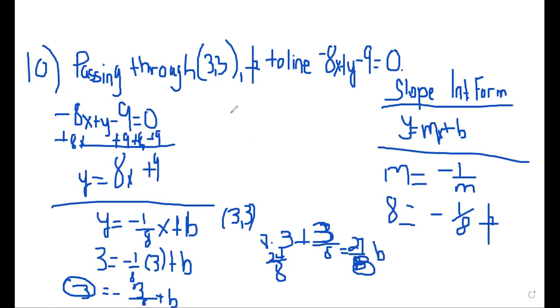So now we have y in the layout of y equals mx plus b. The m is what we know now, a negative 1/8 for the slope, x. And then what is our b? There our b became a positive 27/8. Final answer.